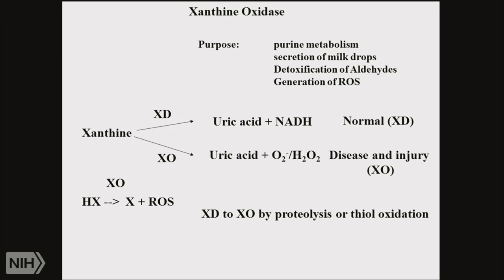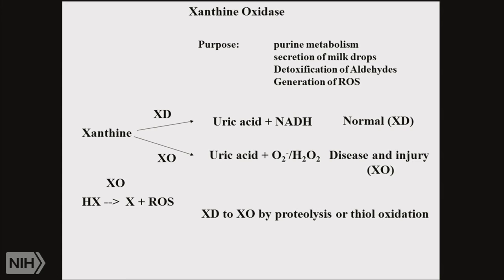So xanthine oxidase, the purpose of this in purine metabolism is to get rid of excess purines. It's secretion of milk droplets, detoxification of aldehydes, and it generates ROS. Presumably, it's exported from the cell and it's part of the antimicrobial machinery. So if it's xanthine dehydrogenase, it simply converts purines to uric acid and NADH. This is under normal conditions, and so we preserve the electron flux. But if we have a disease or injury, there's a protease that clips the dehydrogenase and generates xanthine oxidase, and you generate superoxide and H2O2. Hypoxia will do this.